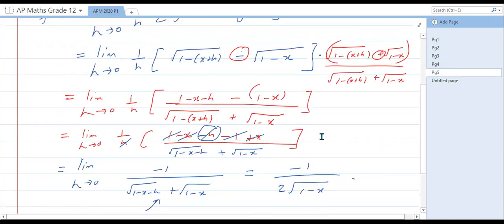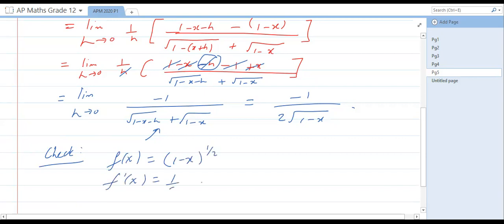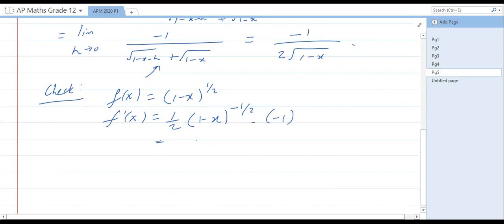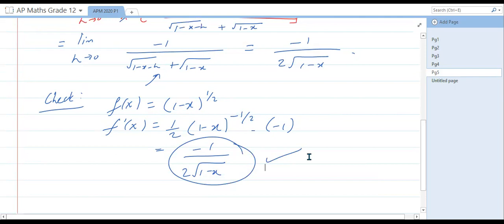If you want to check your answer, what's the method for checking the answer? We know that f of x is equal to (1 minus x) to the power half. So f prime x is equal to half into (1 minus x) to the power negative half times negative 1 by the chain rule. So we are left with minus 1 on the numerator and 2. Remember, all of this goes down, it becomes the square root of 1 minus x. So indeed, my answer is correct. Make sure you always check your answer, guys.